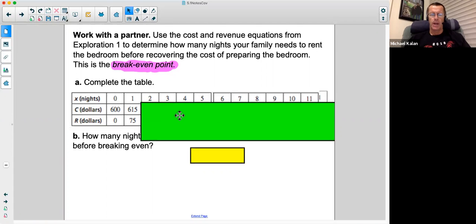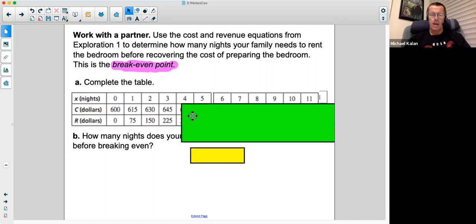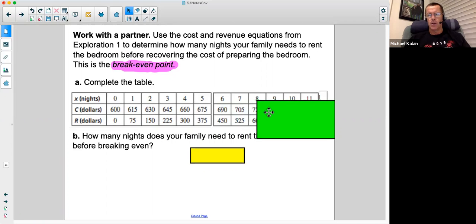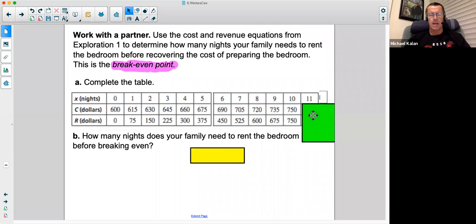All right. So hopefully, as you went, these two numbers are going to get closer and closer together. Notice, because this one's only going up by 15, this one's going up by 75. And eventually, as you keep going here, you're going to break even right there. So after 10 nights, you break even.